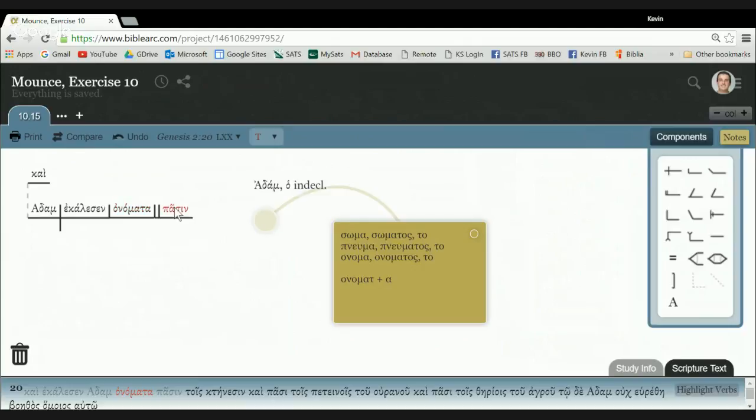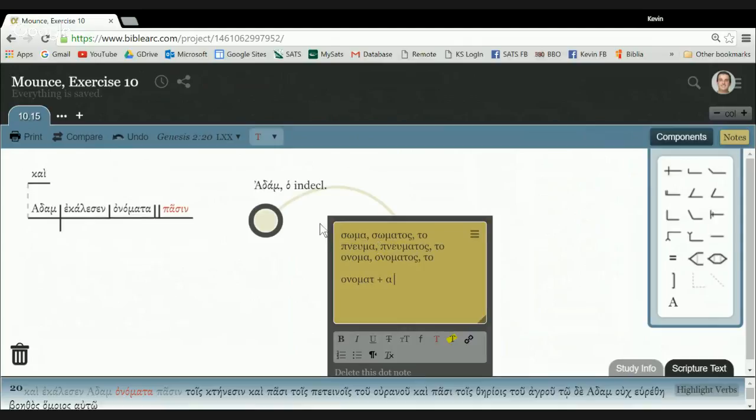And then pasin. Pasin is dative. Let me again talk you through how you get that, because I think it's important. So this is from pas, pasa, pan, right? It's what's known as a 3-1-3 adjective. So this means that the masculine forms are third declension, the feminine forms are first declension, and the neuter forms are also third declension. So for the two third declension forms, the root of it is actually pant. And you need to commit that to memory, because pas and pan are both defective. So the root is pant, and to that we add the dative plural case ending si or sin.